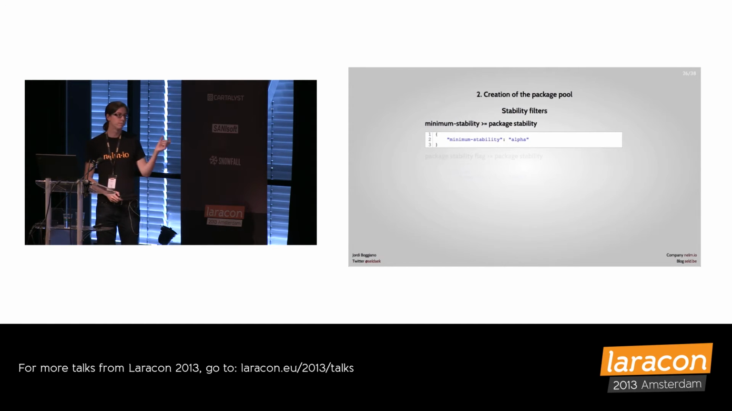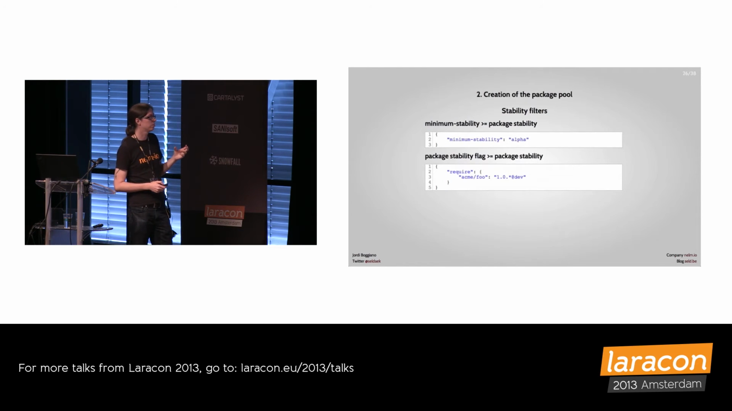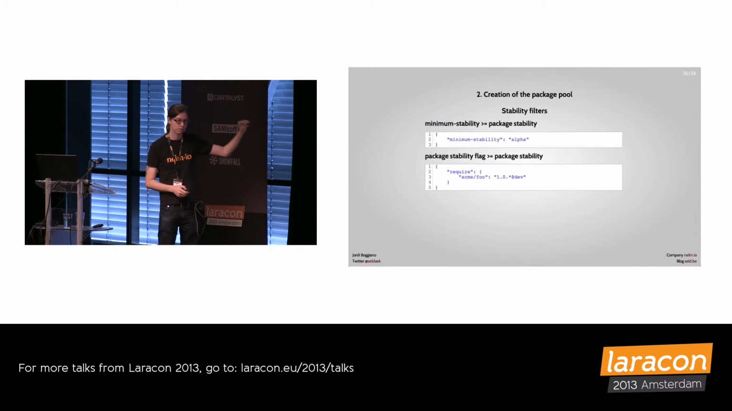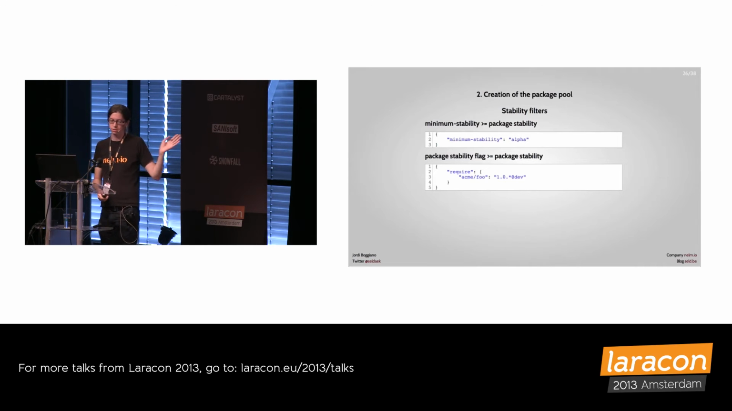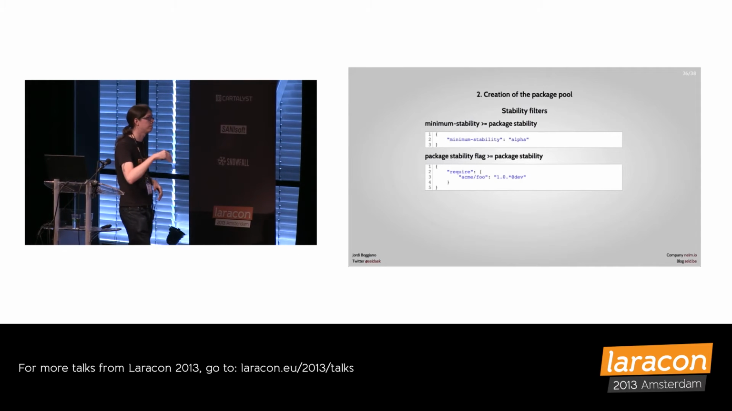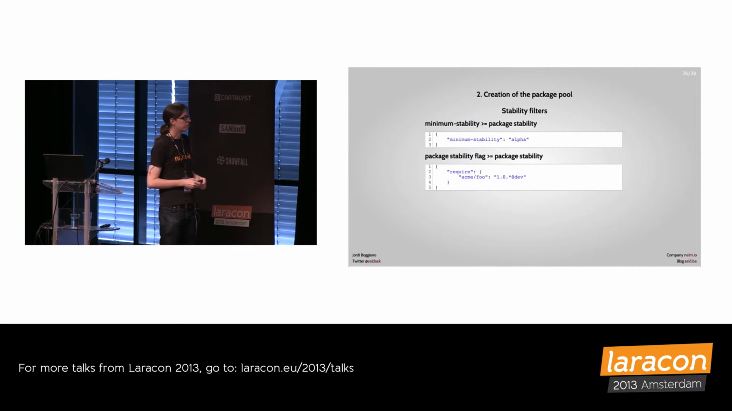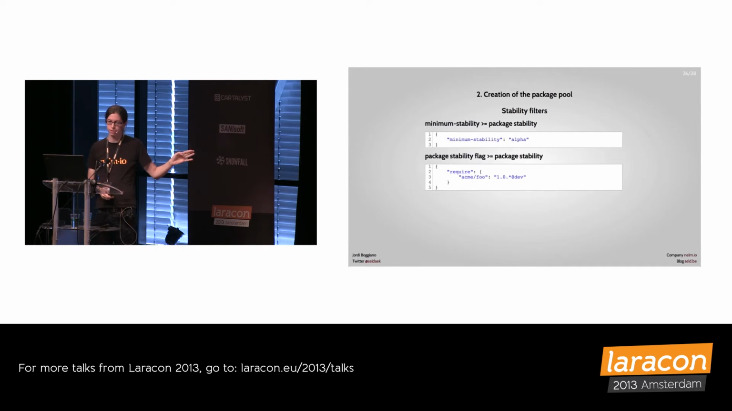Then there are the per package stability flags, which is really the same concept, but only applies to this one package. So you say Acme Foo can be in dev version, in this case, with the @dev or @alpha or whatever. In the second variant, the rest can still only be stable because we don't specify minimum stability.